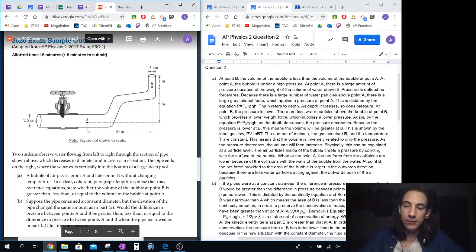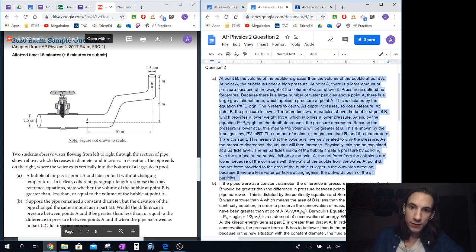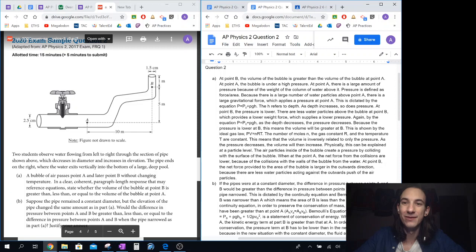No, wait, hold on one sec. All right, so I had stuff fine, and then I wrote the wrong thing for that one. But so at point B, the volume of the bubble is greater than the volume of the bubble at point A. And so kind of arguing why.